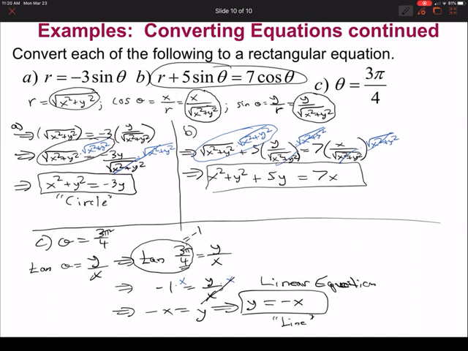So again, converting, right, using our definitions. We were given theta, and that was it. Well, that's enough. We know tan of theta in terms of x and y, by definition, is y over x, right? Y coordinate over x coordinate defines tangent. So I hope that helps you with converting these equations from polar to rectangular.